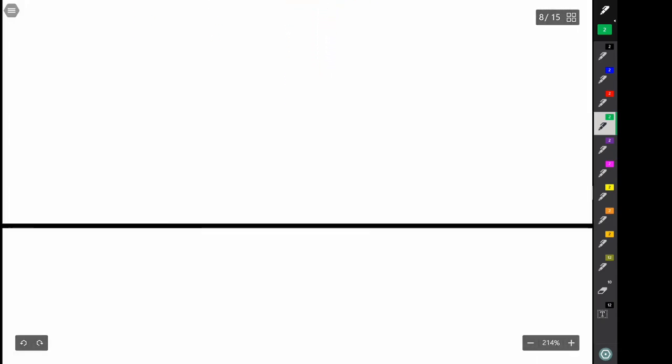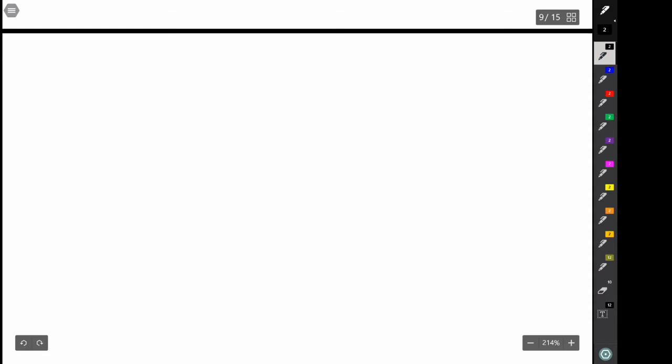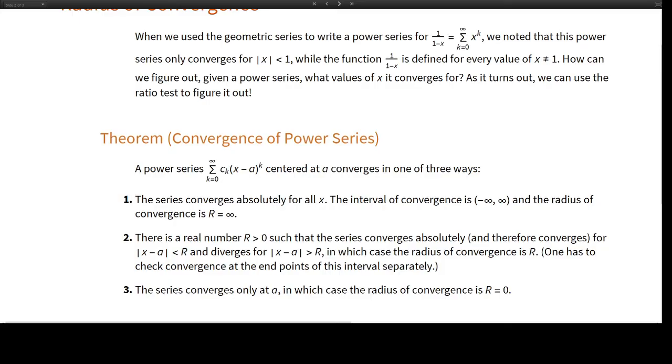Well, let's pull up Mathematica real quick. I have some nice text here that is easier to just read instead of writing the whole thing. Awesome. So here's a theorem. This applies no matter where the power series is centered. It can be centered at 0, it can be centered at a, it doesn't actually matter.